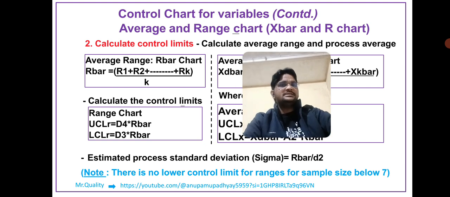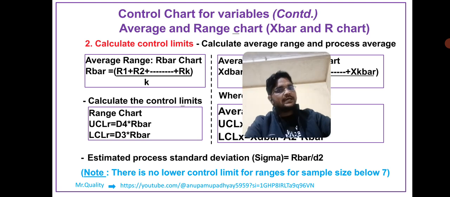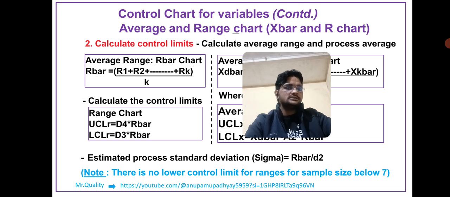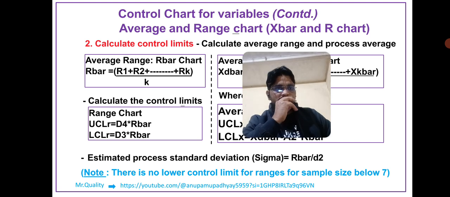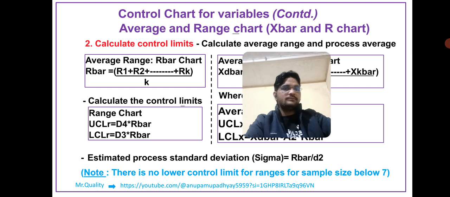Similarly, for the range chart, R bar is R1 plus R2 plus up to RK divided by K, already explained. For the R chart, the central line is R bar, the upper control limit is D4 R bar, and the lower control limit is D3 R bar. If the subgroup size is less than 7, then the value of D3 will be 0, so the lower control limit will be 0.